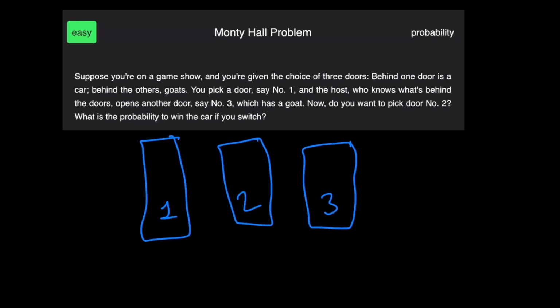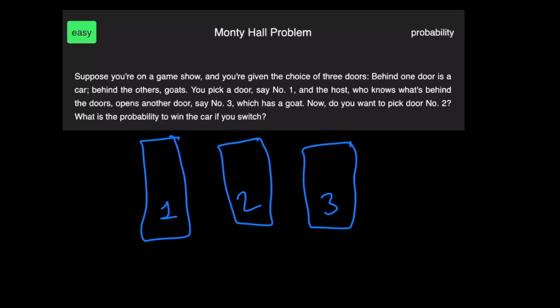So just to explain the problem real quick, we're on a game show and we've been given three choices in front of us. Basically, behind one of these doors is the prize, or you could say success, and the other two have failure behind them. Or, well, in this case, it's a car and goats, right?